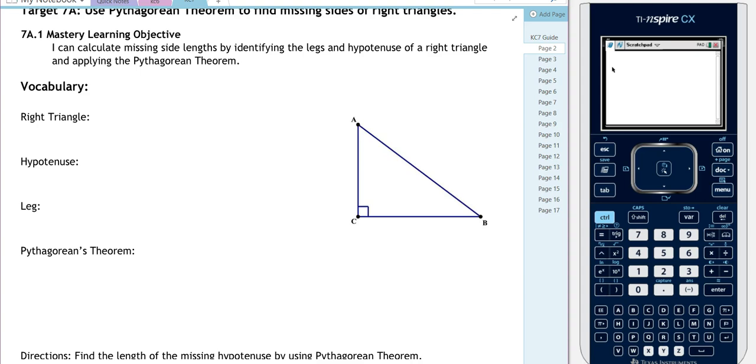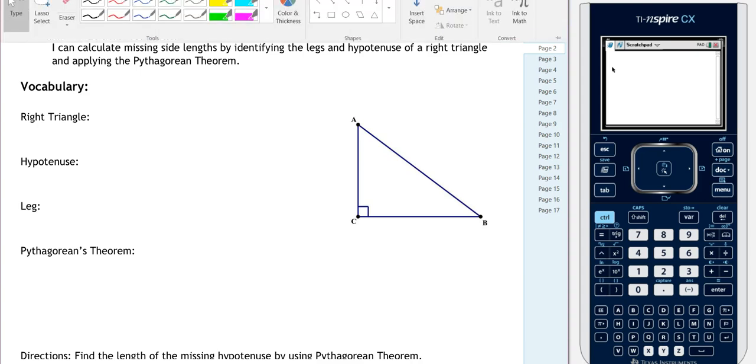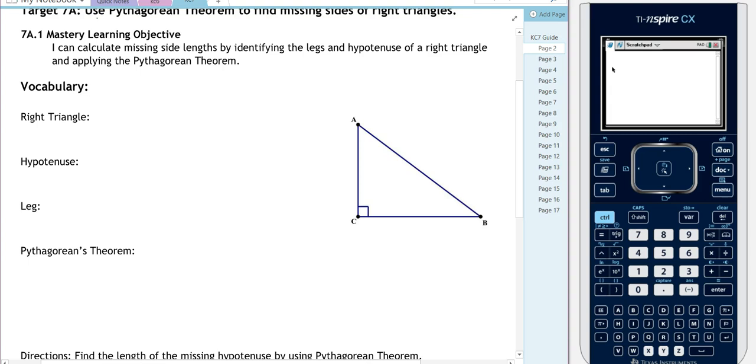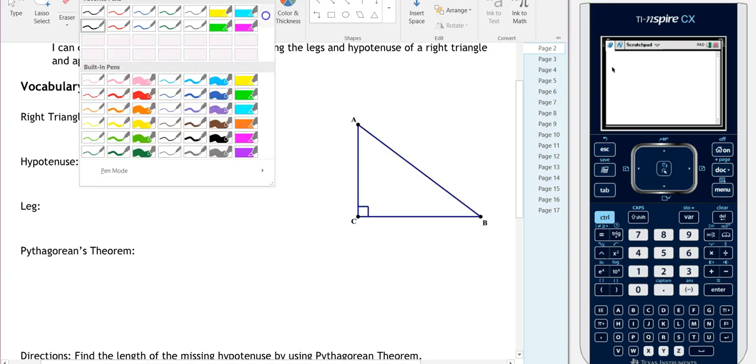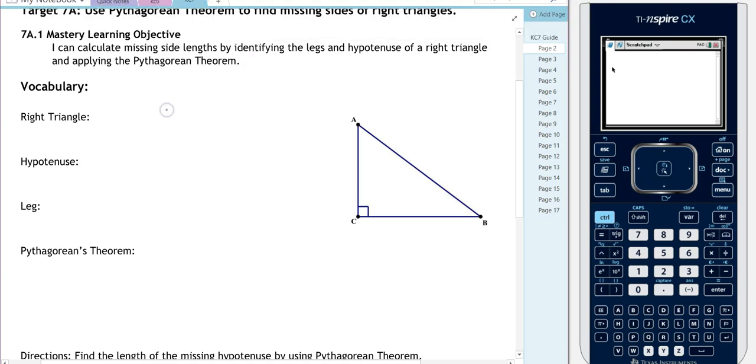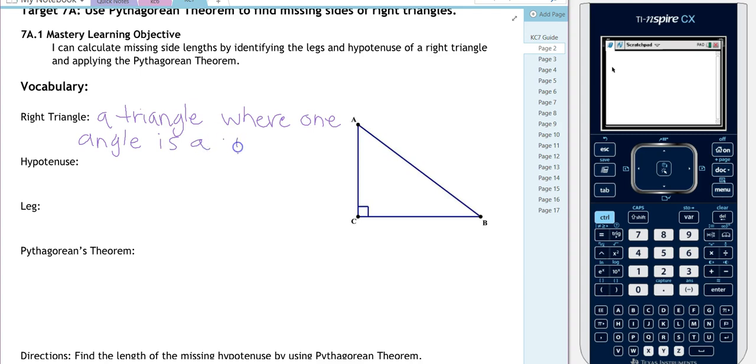So the first couple vocab words: what is a right triangle? A right triangle is a triangle where one angle is a right angle. And hopefully we remember that a right angle is 90 degrees. So let's write that in. A triangle where one angle is a right angle.